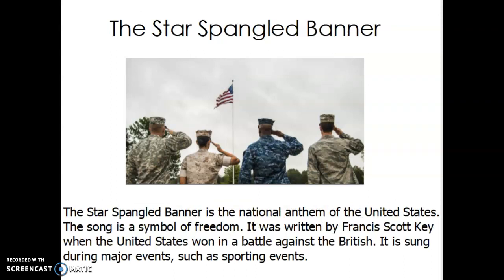The Star-Spangled Banner. The Star-Spangled Banner is the national anthem of the United States. The song is a symbol of freedom. It was written by Francis Scott Key when the United States won in a battle against the British. It is sung during major events, such as sporting events.